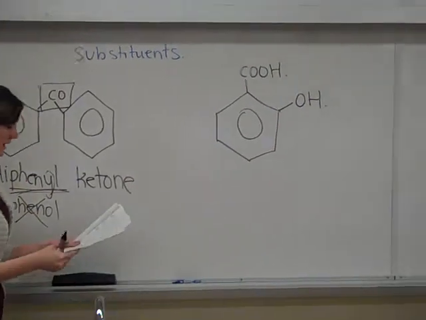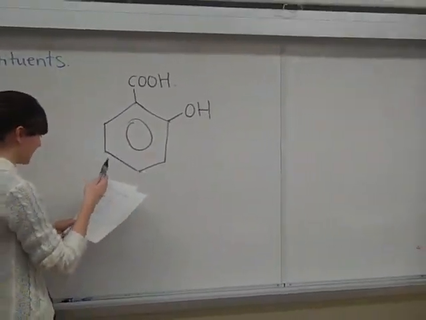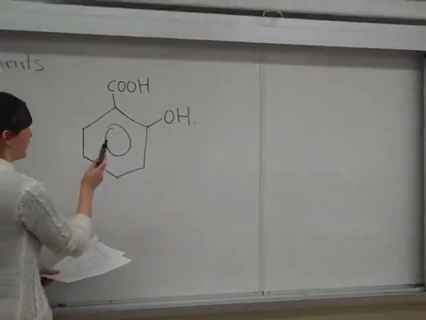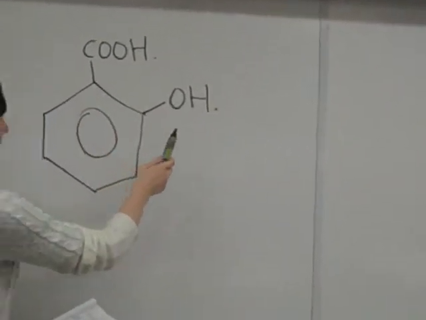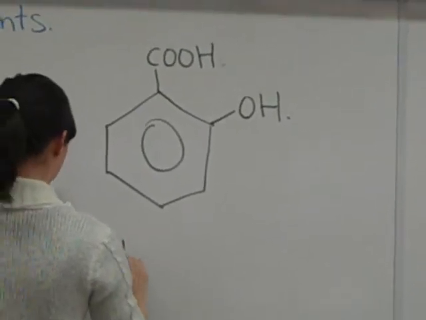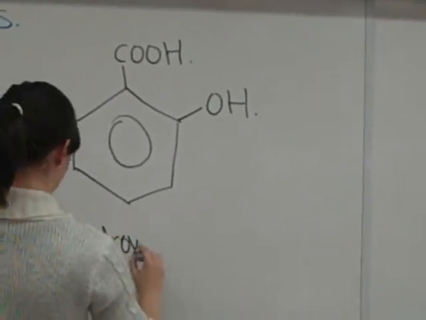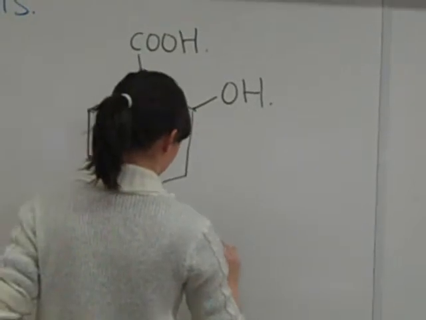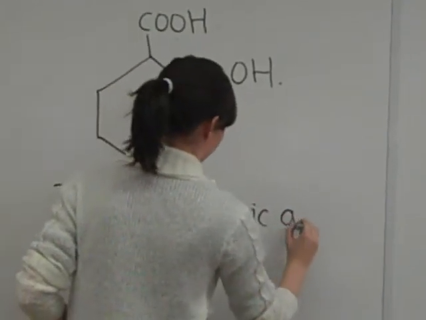Now let's look at a last example with substituents. In this case, we have one benzene ring, a carboxylic acid group, and an alcohol. We call the compound, it has quite a long name, 2-hydroxybenzoic acid.